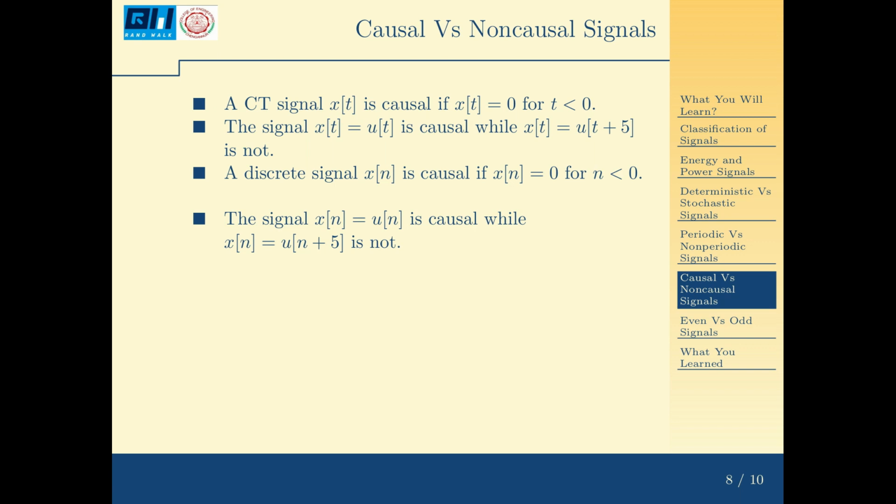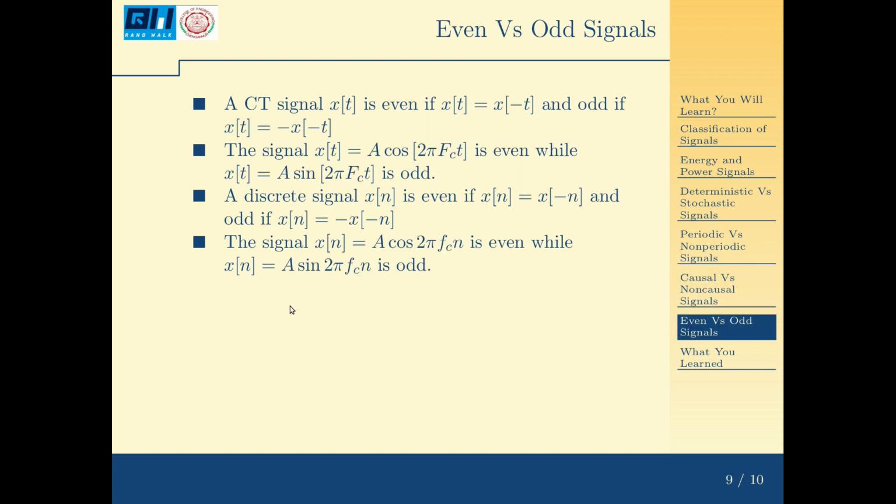And likewise, a discrete signal x[n] is causal if x[n] is 0 for n less than 0. If all values of the function are 0 for n less than 0, then it is causal. See, the signal x[n] equal to u[n] is causal, while x[n] equal to u[n plus 5] is not causal, because from minus 5 to 0 the values are there. So x[n] equal to u[n plus 5] is not a causal signal.